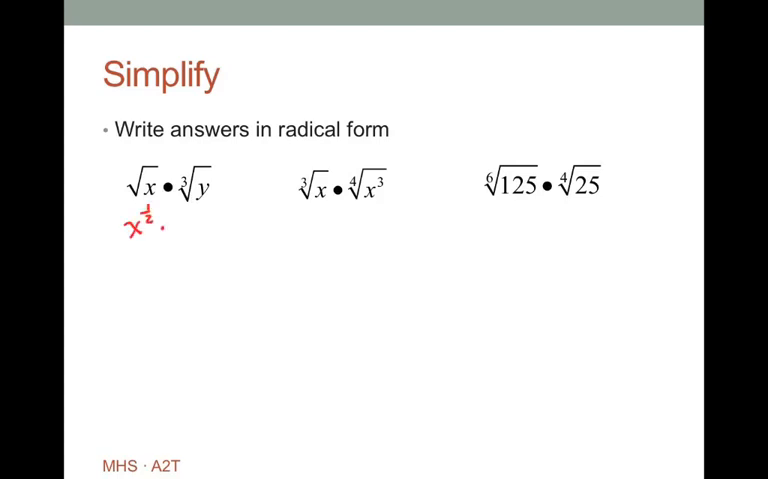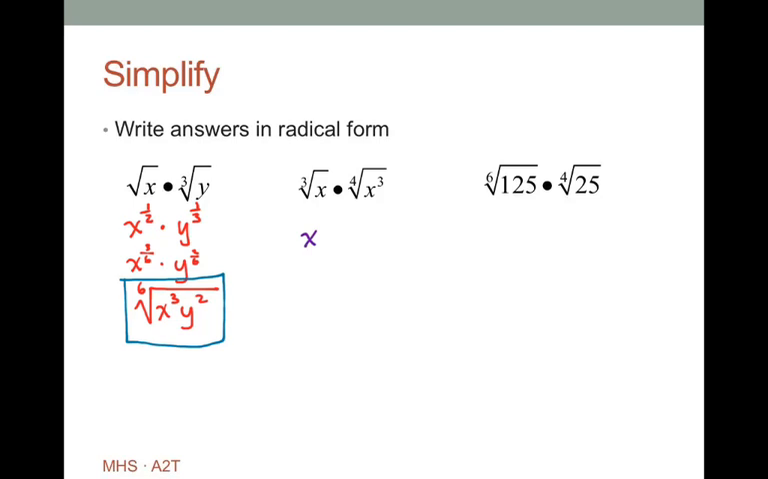So, I'd say that this one is x to the 1/2 times y to the 1/3, which is x to the 3/6 times y to the 2/6. Now that you have them with the same index, or the same fractional denominator, you can put them under the same radical with 6 as the index. So this is going to become the 6th root of x cubed times y squared, and that would be your final answer in radical form.